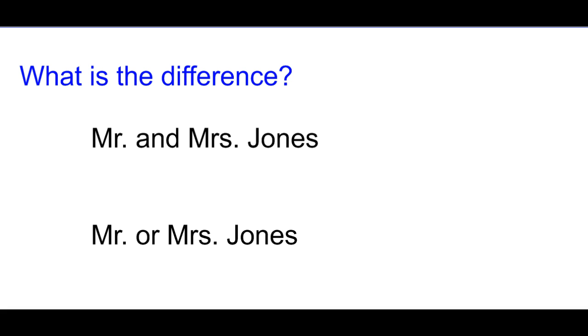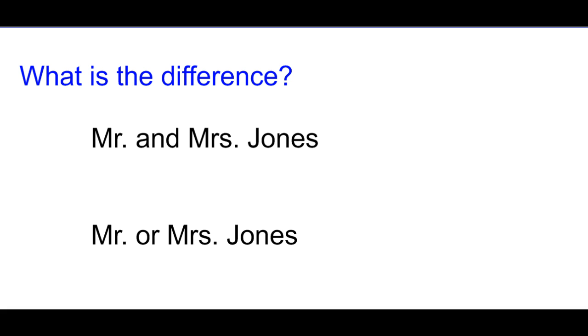That means it has to be both Mr. and Mrs. Jones. The other one gives you an option. It can be either or. Now, this makes a big difference when you're writing a check. If you're writing a check and it says Mr. and Mrs. Jones, then both Mr. and Mrs. Jones need to sign the check and show that they know what's going on with it.